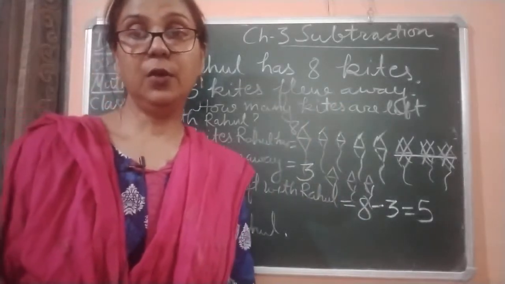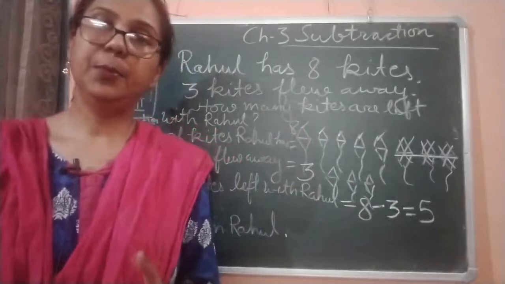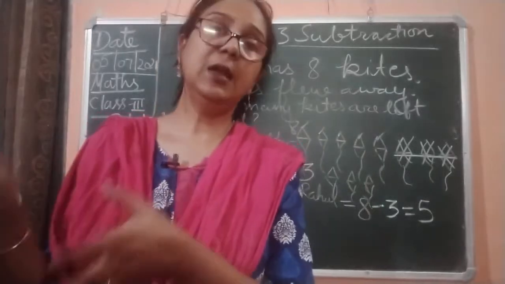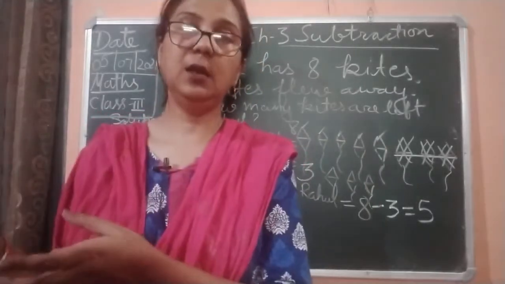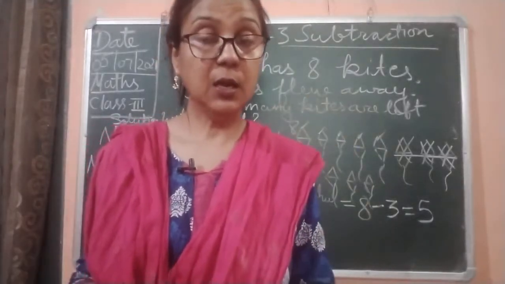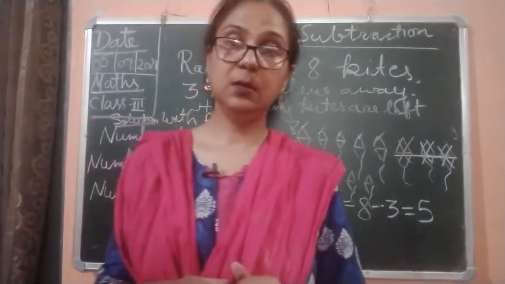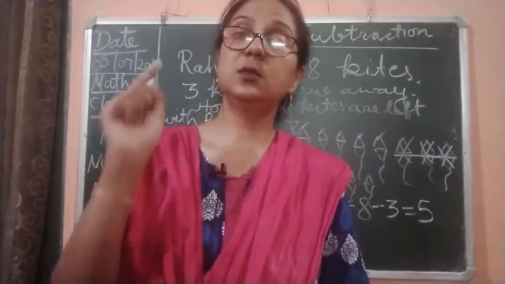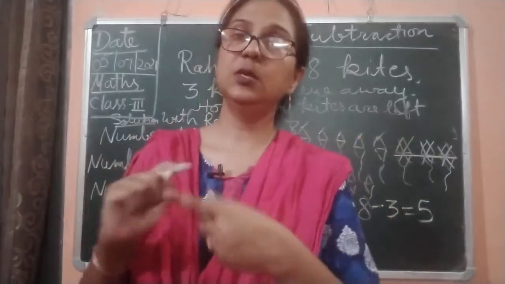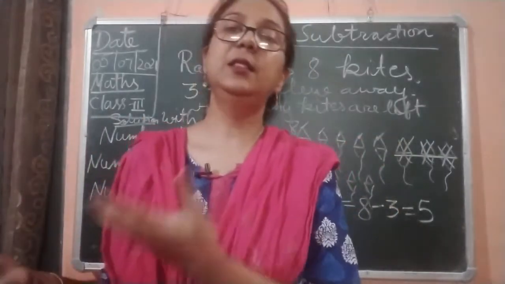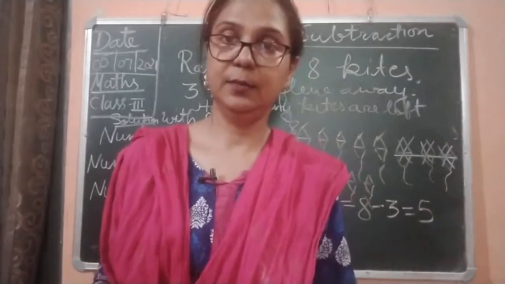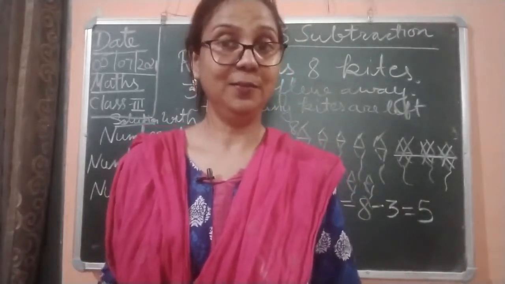First of all we should know how many objects the person has, and after that how many objects were taken away by someone, or he had given those objects to another person. And if we are asked how many are left with that person, you just write the number first, and then subtract, then the answer will come, and you tell that these objects are left with this person. So that is how we can do a word problem.